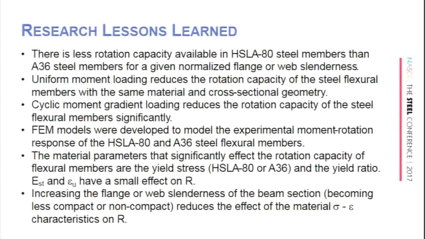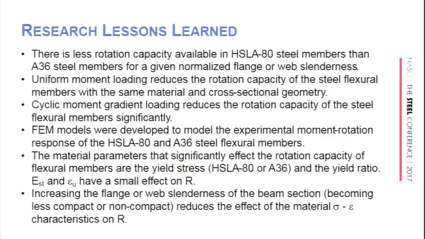What we learned, and I think most of what's here I've already stated, is there's less rotation capacity available for higher yield strength steel members than A36. Now we've already moved up to grade 50 materials. So if you think about where our baseline of materials is now at 50 ksi, probably we're okay, but how much further can we go before we really have to start adjusting or looking at our flange slenderness limits, our web slenderness limits, what is compact, non-compact, things like that.